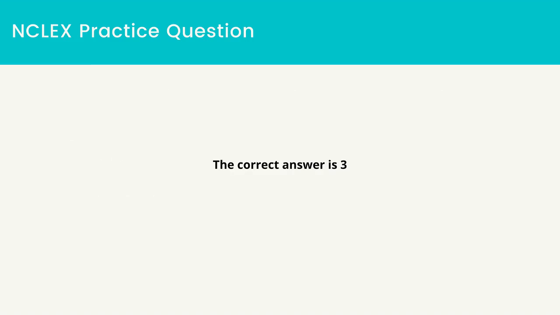Bronze pigmentation of the skin, particularly of the knuckles and other areas of skin creases, occurs in Addison's disease. Hypotension and anorexia also occur with Addison's. If you got it right, awesome. If not, that's okay. Just keep studying.